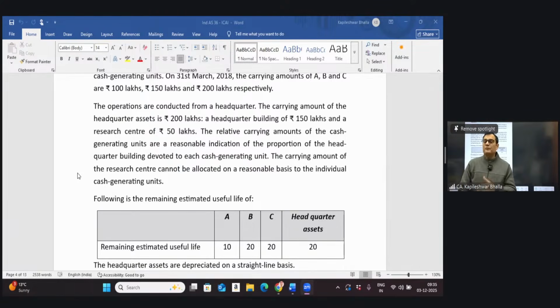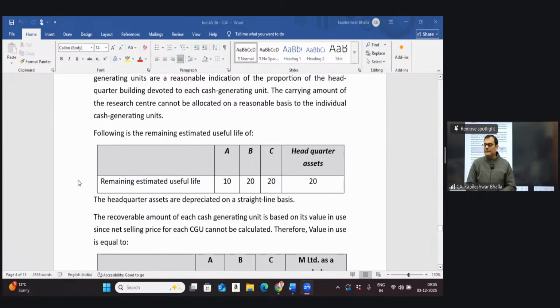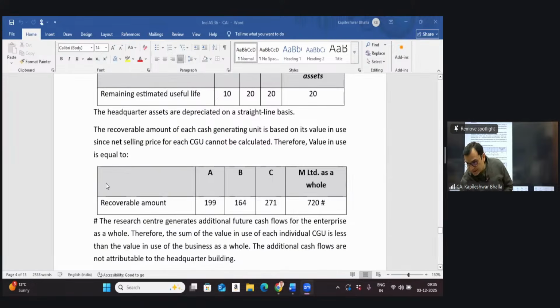The first test is what we call a bottom-up test, and the second one is what we call the top-down test. Then I'm given the life of the assets. The life of the assets for ABC is 10, 20, 20, and headquarter assets is supposed to be 20. So we need to be careful when we're going to consider the relative carrying amount for allocation. It says the headquarter assets are depreciated on a straight line basis.